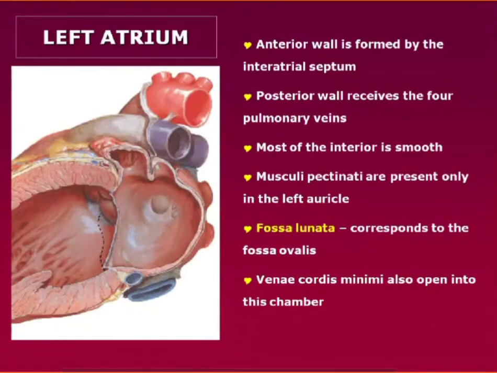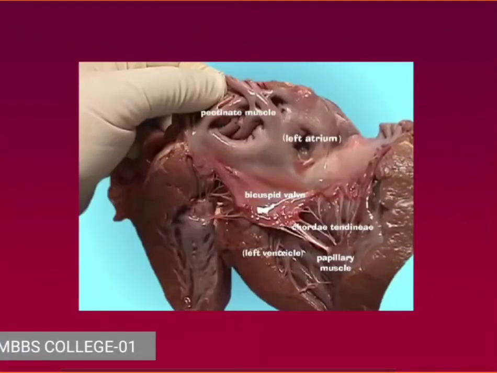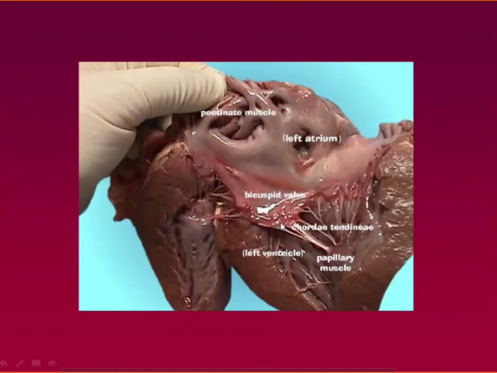So this is the left atrium. And here you can see the ventricles, and you can see the 2 valves. This is the atrioventricular orifice, and this is the bicuspid valve. So this is all about the right atrium and the left atrium. In the next class, we will be studying the right ventricle and the left ventricle.